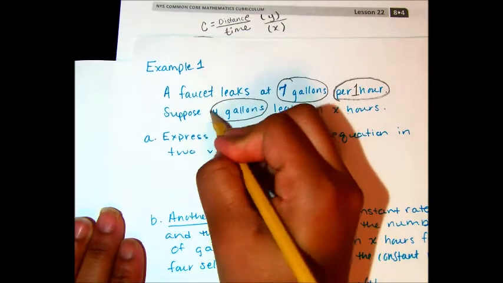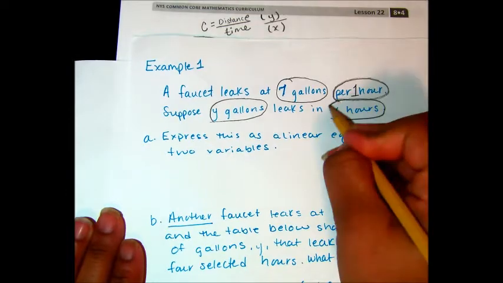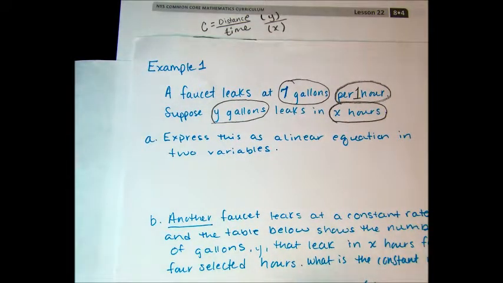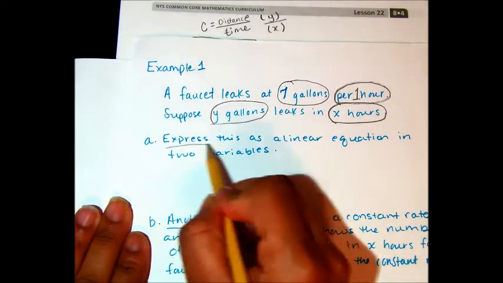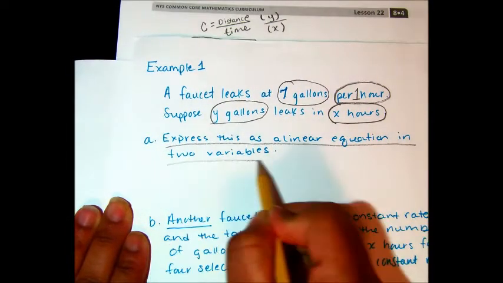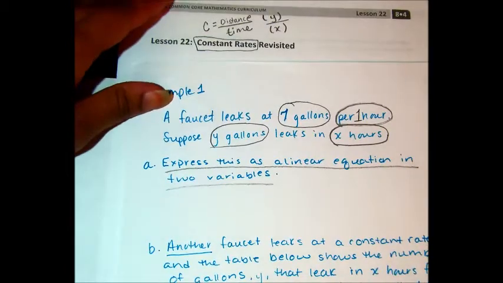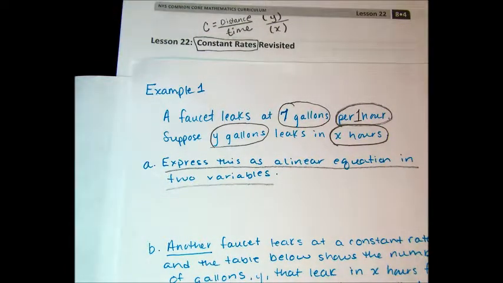I'll circle this. Looks familiar to me. Some gallons and some hours. Express this as a linear equation in two variables. So now I'm underlining my question. I want to box out any operations. I don't see any operations, but I'm going to recall the title of this lesson. The title of this lesson is called Constant Rates. So I'm going to assume that I will be using this formula, distance over time.